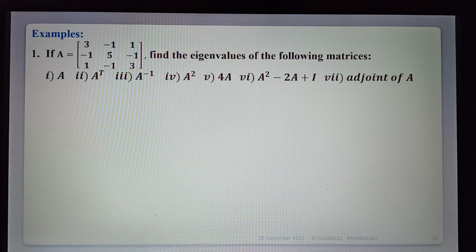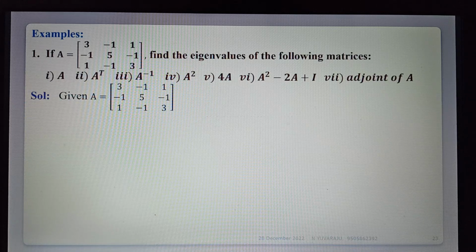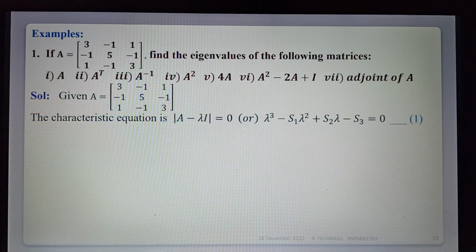Matrix A transpose, matrix A inverse, matrix A square, matrix 4A, matrix A square minus 2A plus I, and next the adjoint of A, using the properties of eigenvalues. First of all, finding the eigenvalues of the given matrix A. The characteristic equation is determinant of A minus lambda I equal to 0, using the formula we discussed in the previous lecture. So first we find the characteristic equation and next the eigenvalues. So next find S1, S2, S3.